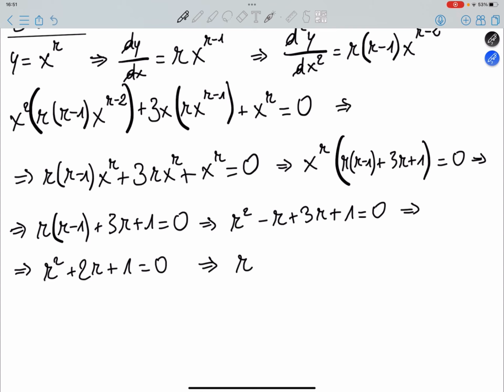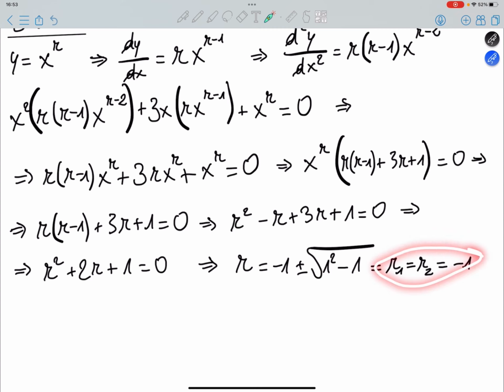Now we can find r because this is a quadratic equation. Here we have a 2 as the middle coefficient, so we can use this formula: minus b half, which is 1, plus or minus the square root of b half squared, which is 1 squared, minus ac, so here a is 1 and c is 1, so minus 1. That gives us that r1 is equal to r2, which is just minus 1, because 1 minus 1 is 0. So we have two non-distinct roots, r1 is the same as r2.